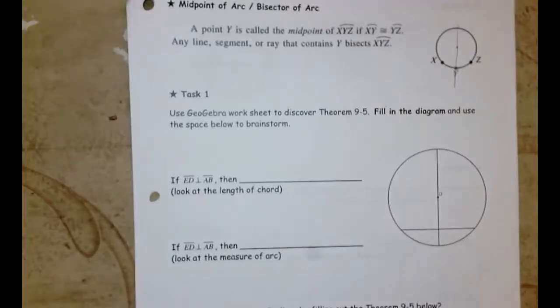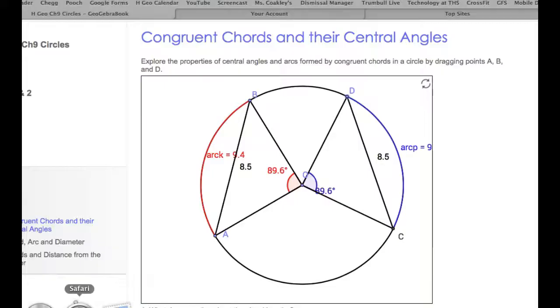I have one more thing I want to show you, and that's this. Okay, so this is chord AB and chord CD, and right now I have a length of 8.5, central angle of 89.6. And the length of the arc, we talked about this, we don't have to measure it right now, but we talked about it being different from the measure of the arc. So the measure of the arc would be 89.6, but the length of the arc is 9.4 here.